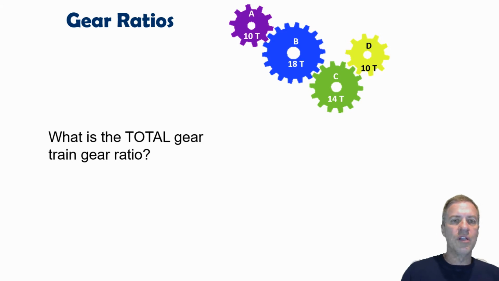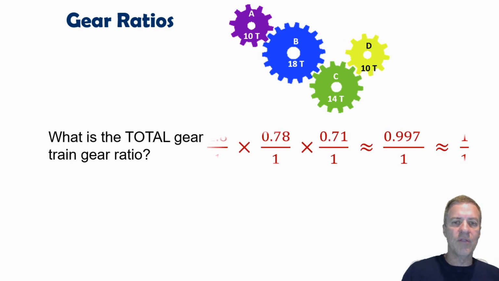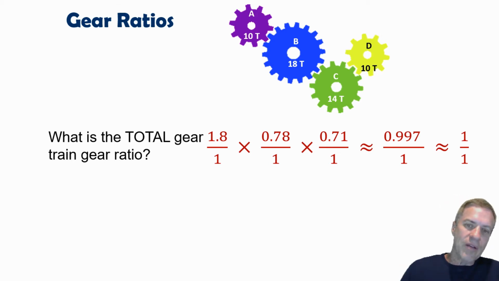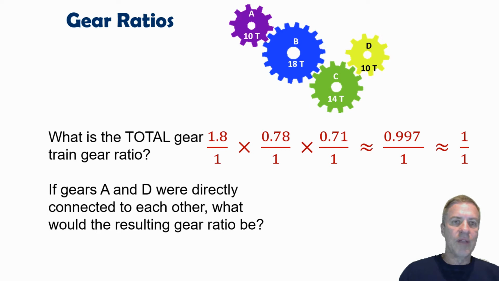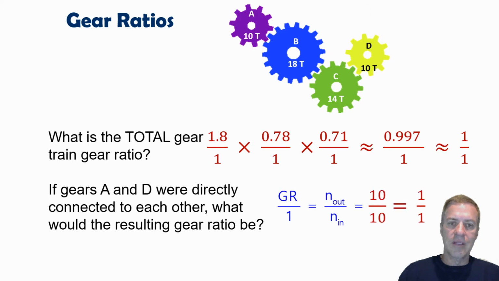So if we look at the total gear ratio, we can multiply all of those together, which comes out to 0.997 to 1. But again, I rounded off, so it's approximately 0.997 to 1. If I had not rounded off, we'd actually end up with a gear ratio of 1:1. Now, if A and D were connected directly to each other, 10 divided by 10 is 1:1.